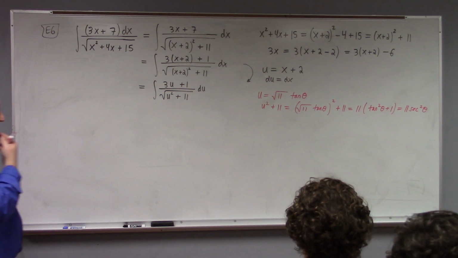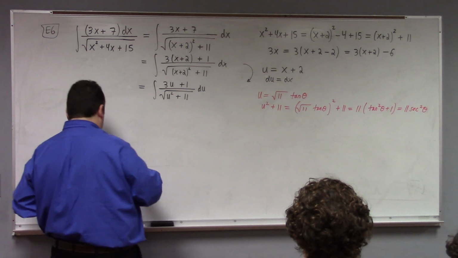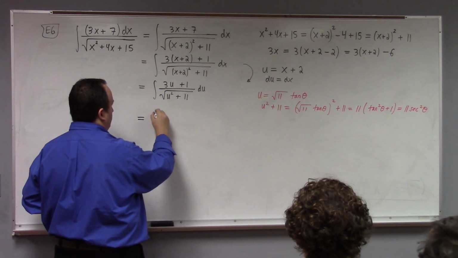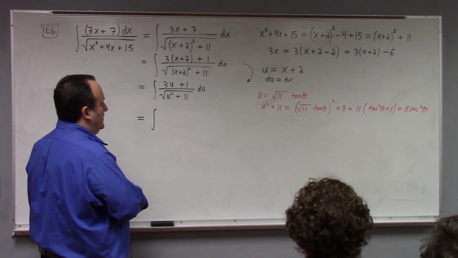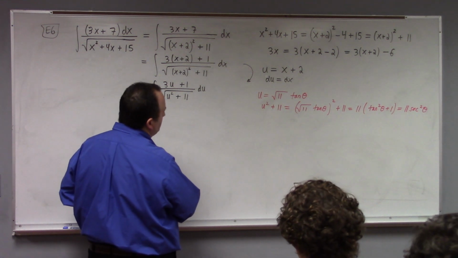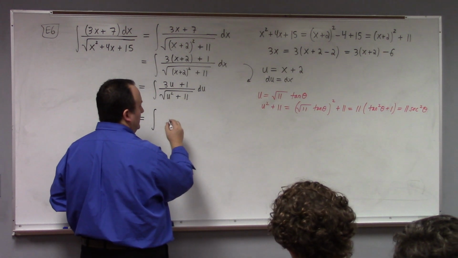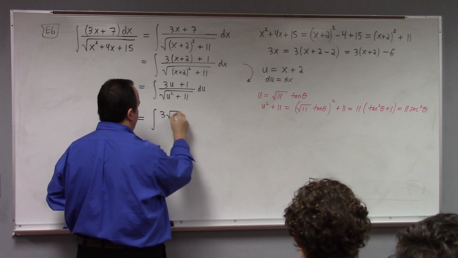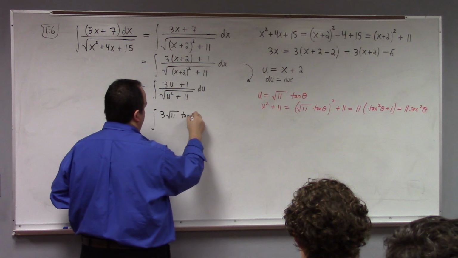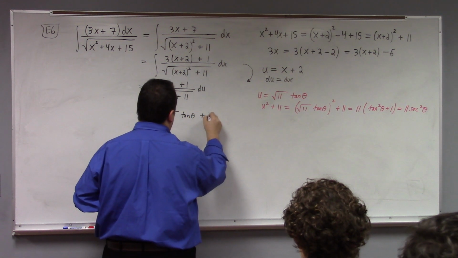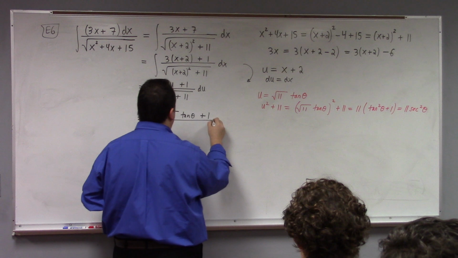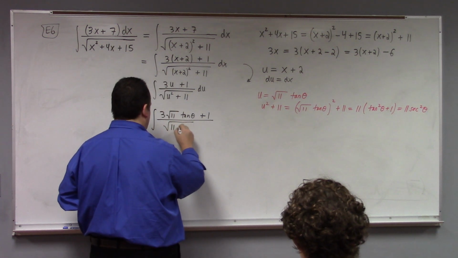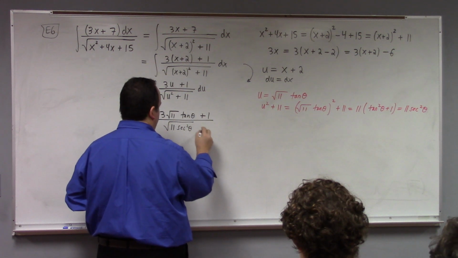Because that's what's inside our square root, right? So what does that do for us? Well, we've got the integral of, well, 3 times the square root of 11 tangent theta, right, plus 1, divided by the square root of, apparently, 11 secant squared theta, right?